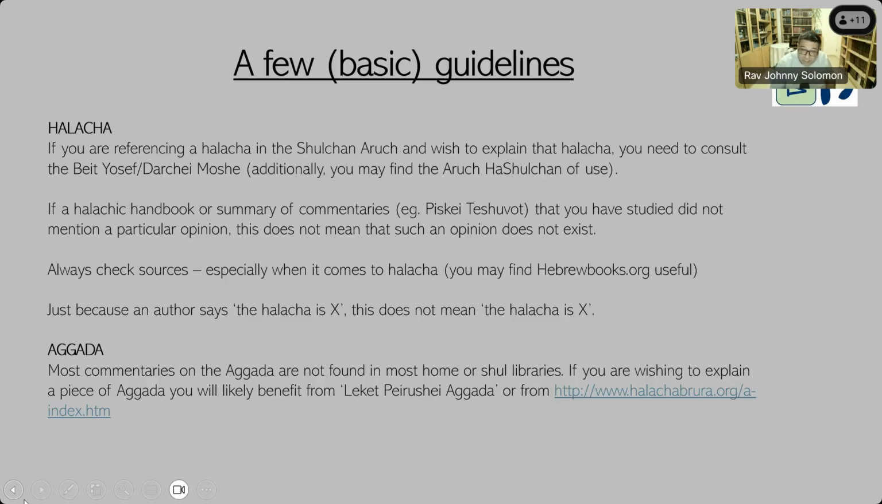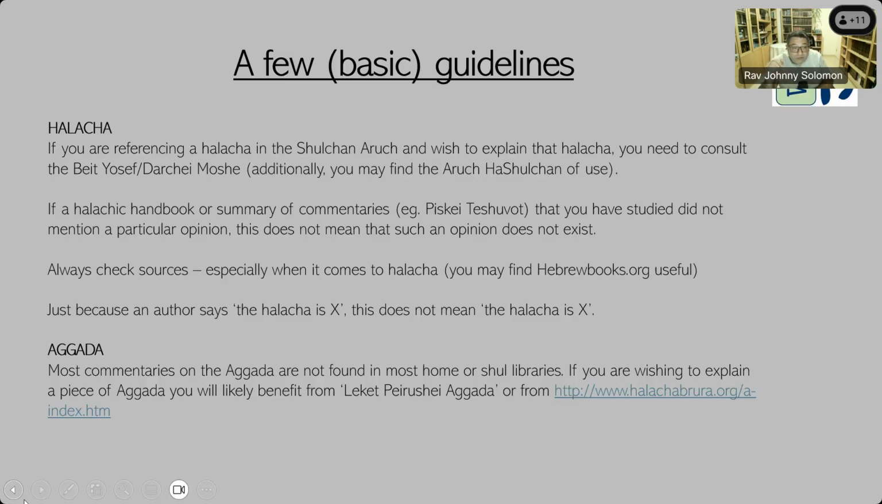It means that book is based on collating the opinions of a finite number of works. If you're giving a shiur, then if you only rely on that book, you're relying on that finite number of works. If you want to look more broadly, then you need to look more broadly. So when you're looking at a halachic handbook or a summary of commentaries, be aware of what bookshelf or what volumes of bookshelf the author was consulting, and be aware that they may not have consulted other works that may be of interest to you.